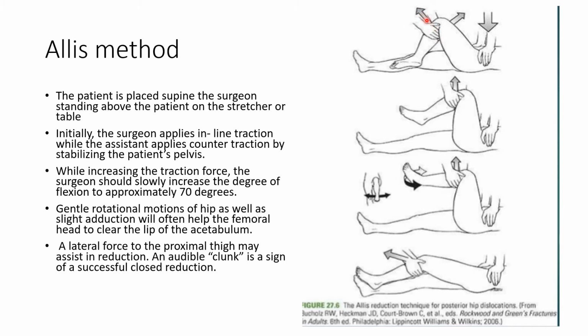The hip is gently flexed to around 90 degrees after the traction, and the hip is now gently rotated internally and externally with continued longitudinal traction till reduction is achieved. So the patient is stabilized, traction is applied, the hip is flexed to 90 degrees, and internal and external rotation is done, and after the hip is reduced, it is stabilized.